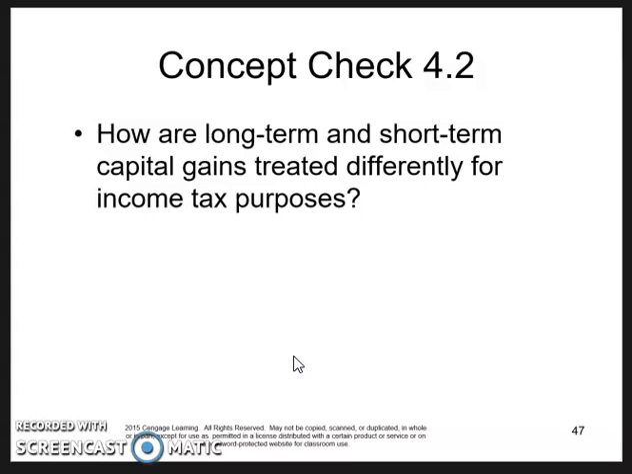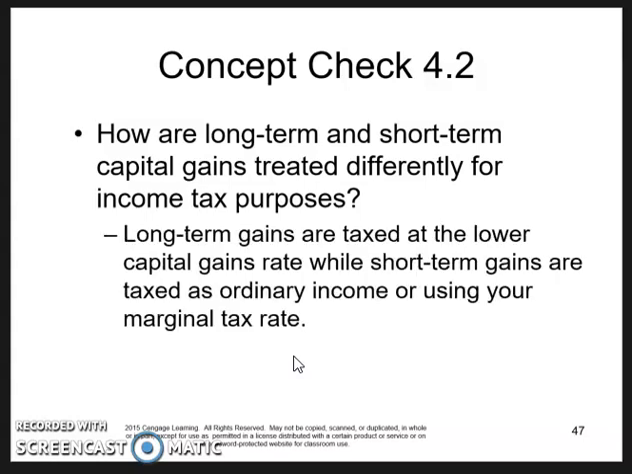Next, how are long and short-term capital gains treated differently for income tax purposes? The long-term gains are taxed at the lower capital gains rate, while short-term gains are taxed as ordinary income, or using your marginal tax rate. So we mentioned previously the capital gains rate can be 0, 15, or 20% depending on your income. So you can check that out on that Putnam sheet that's posted in Canvas.